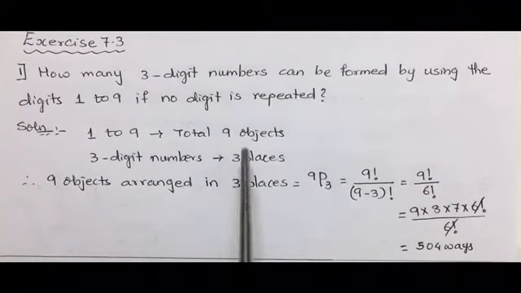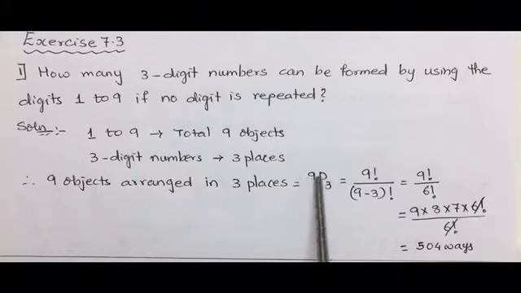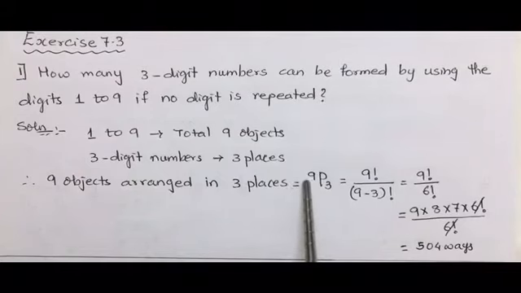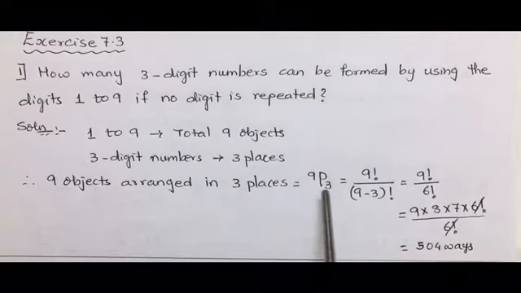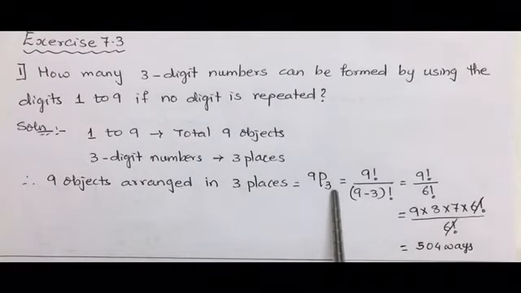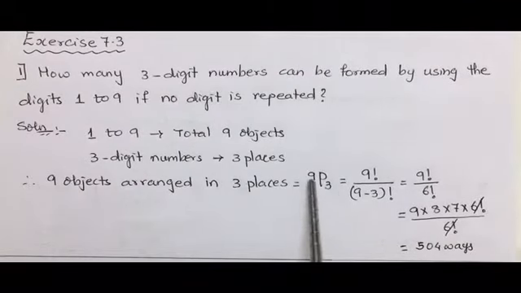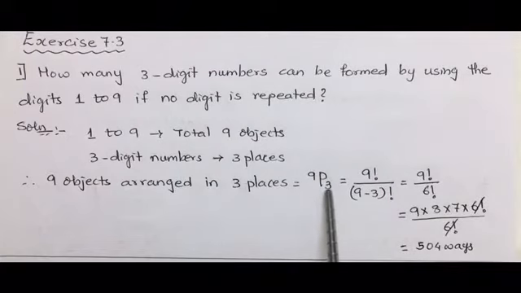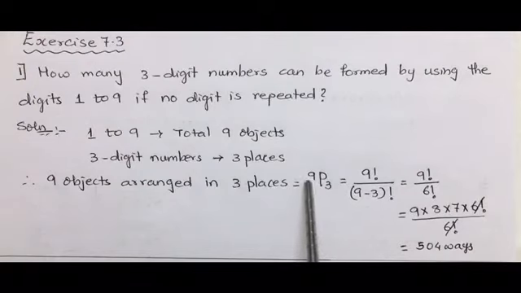So 9 objects arranged in 3 places is given by 9P3. We cannot write 3 in the place of n because the relation between n and r is that n is always more than r. Hence 9 is written before P and r is written after P. So 9 objects arranged in 3 places. So as arrangement is there, we take 9P3.